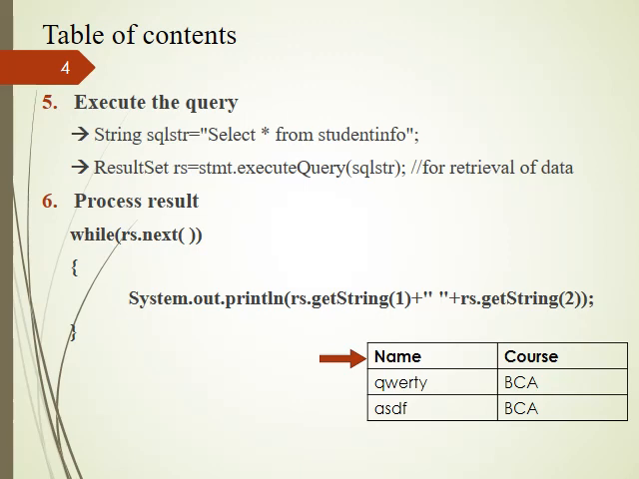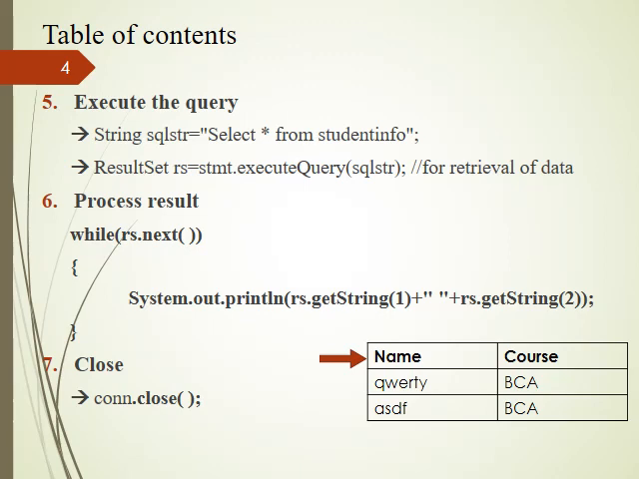Now in the statement you can see rs.getString of 1, rs.getString of 2. Now the digits 1 and 2 represent the column numbers. 1 means the column name, 2 means the column course. Those things will be printed.